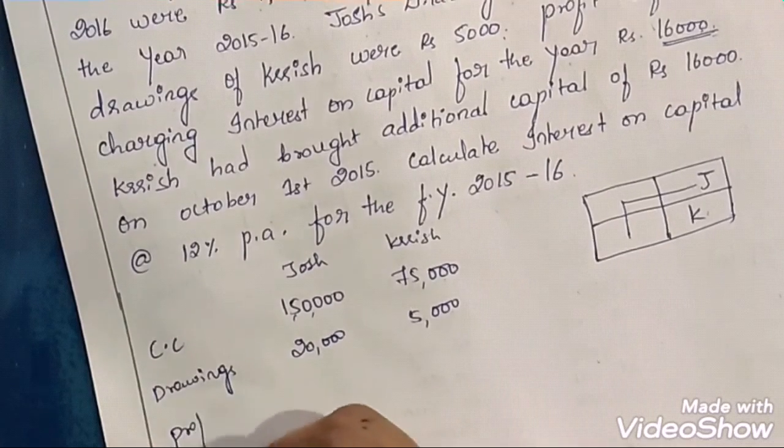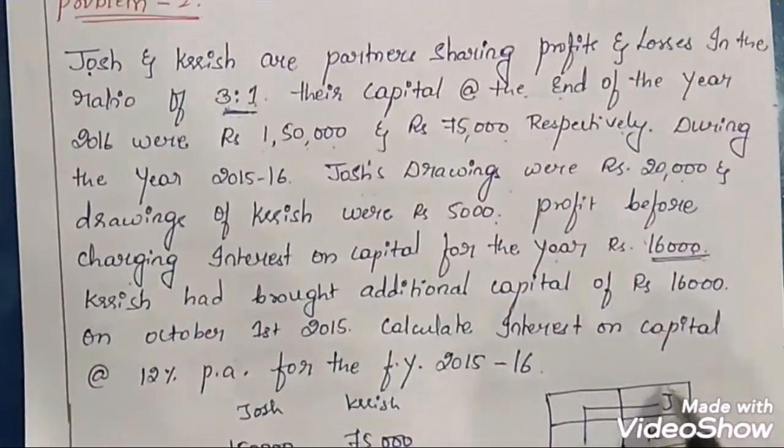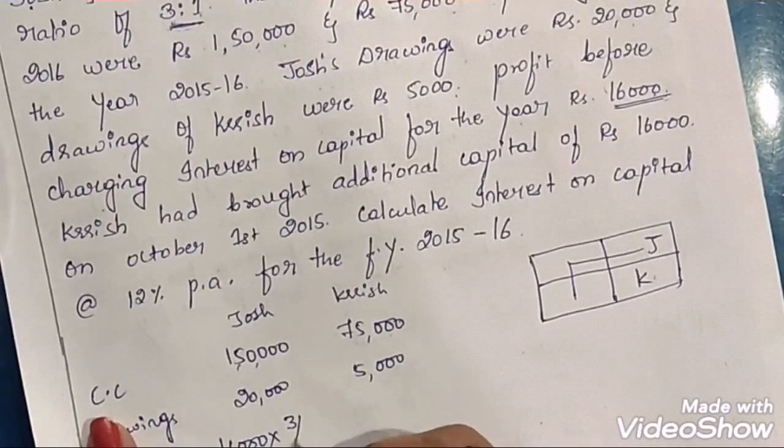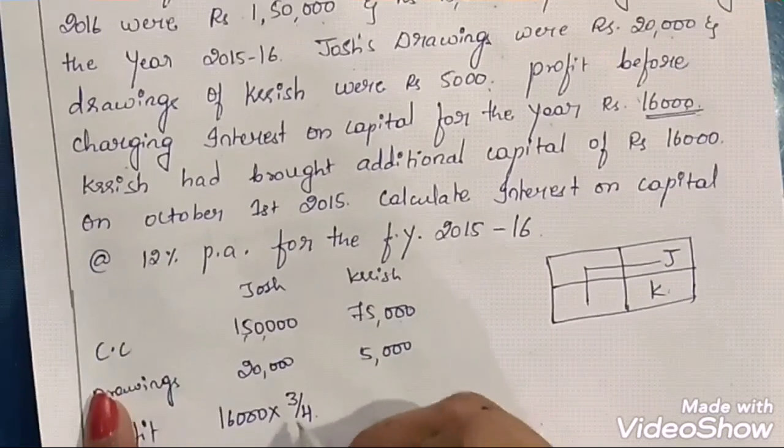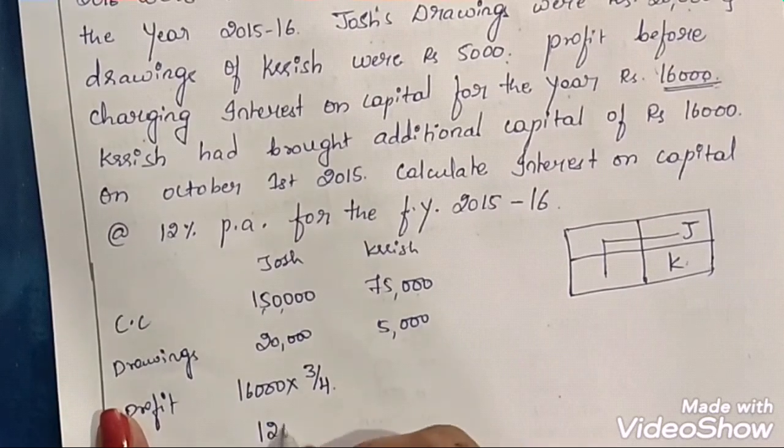So we can write it as profit. Total profit is 16,000, right? And the share of Josh is 3 parts, so we can write it as 3 divided by 4. Out of 4 parts, 3 belong to Josh, right? So here the amount would be rupees 12,000.